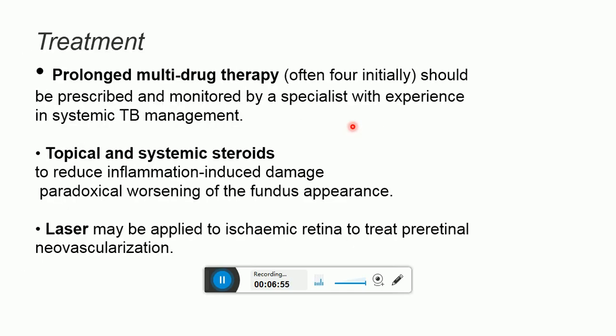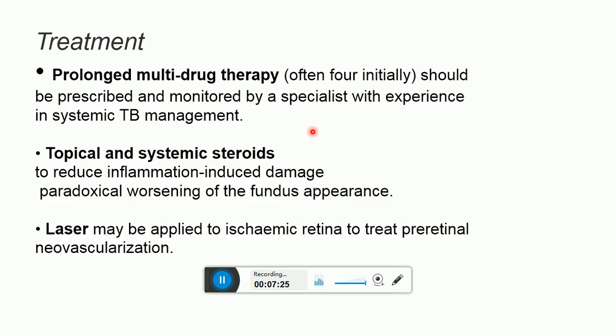Treatment is prolonged multi-drug therapy. Initially 4 drugs. It should be prescribed and monitored by a specialist. In TB management, if ethambutol is used, monitoring for optic neuropathy should take place. Rifabutin can cause anterior uveitis. Non-adherence to treatment is common.